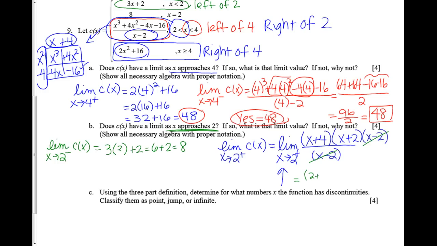So now I have 2 plus 4 of my top factor and 2 plus 2 for the second factor. So 2 plus 4 is 6. And on the second factor, 2 plus 2 is 4. And 6 times 4 is 24. So I've got a limit from the right.